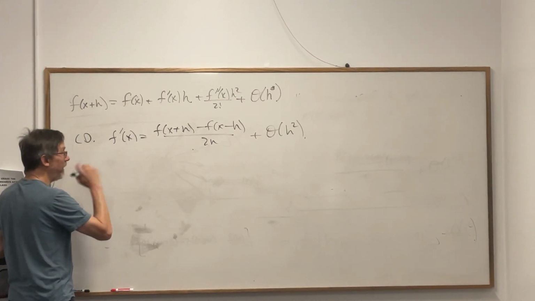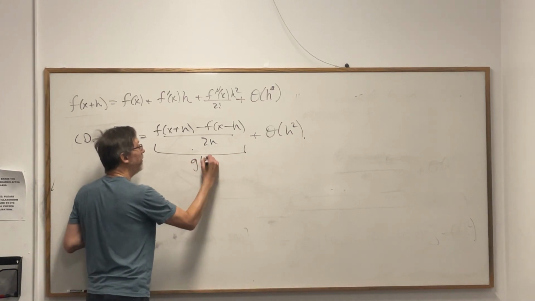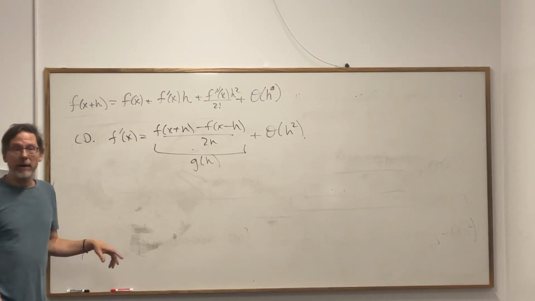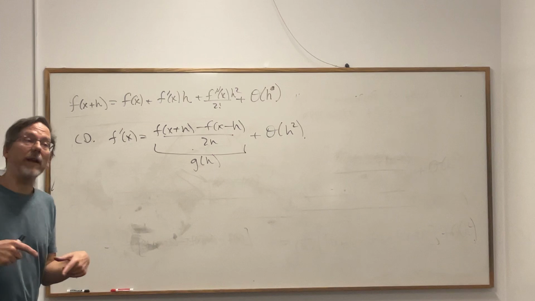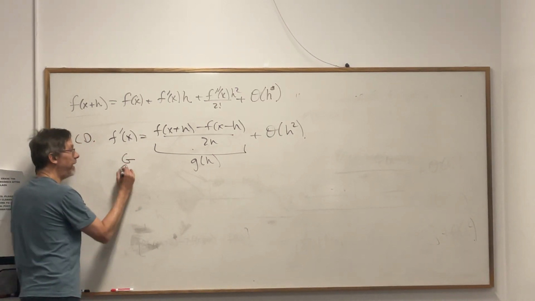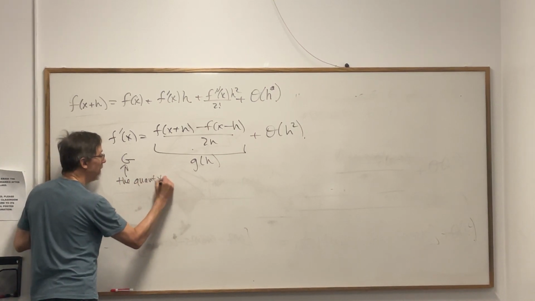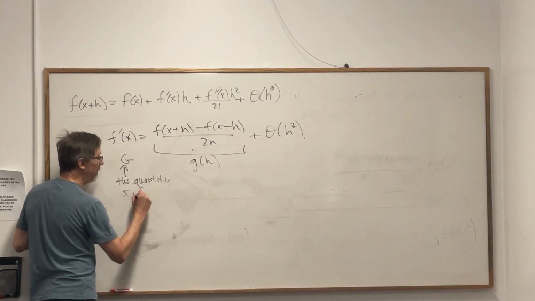So anyway, this is a scheme, and I'm going to call it little g of h. It's a scheme for finding a quantity g. So this g is the quantity I want to estimate.